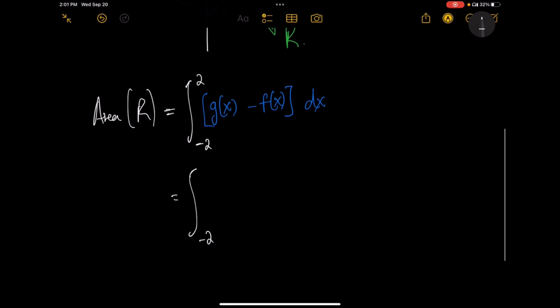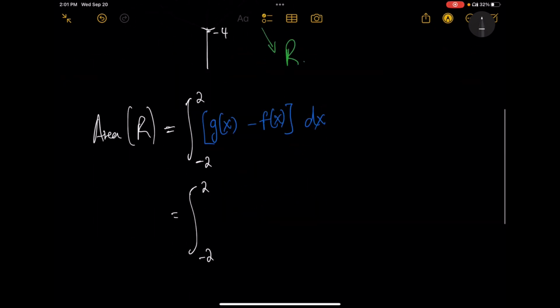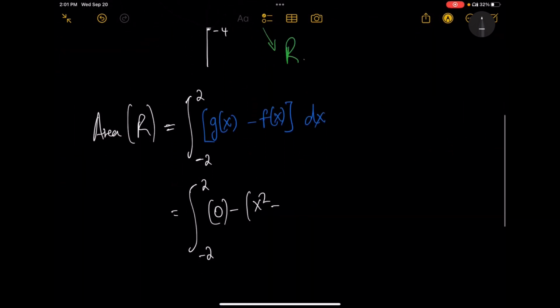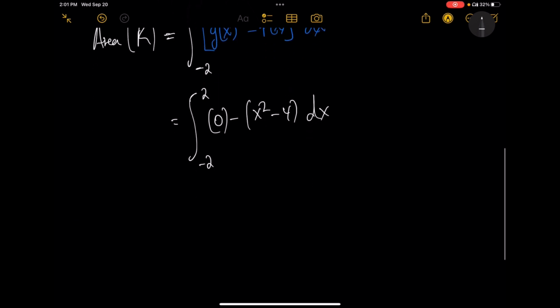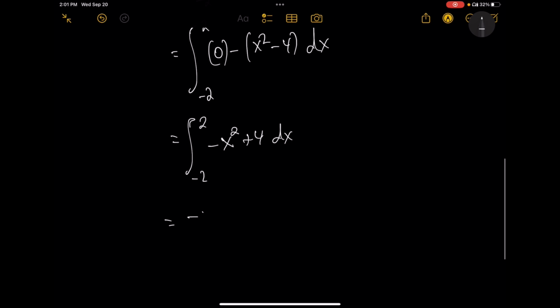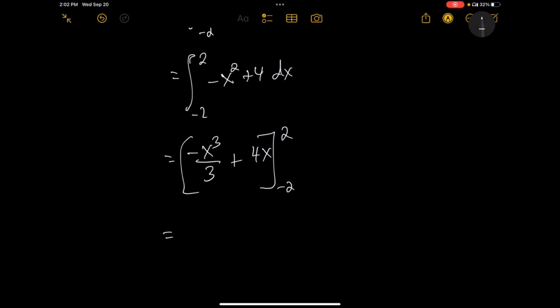The integral from negative 2 to 2 of g of x is simply 0 minus f of x. What is f of x? f of x is x squared minus 4. So this is the integral from negative 2 to 2 of negative x squared plus 4 dx, which equals negative x to the power of 3 over 3 plus 4x, integrating from negative 2 to 2.